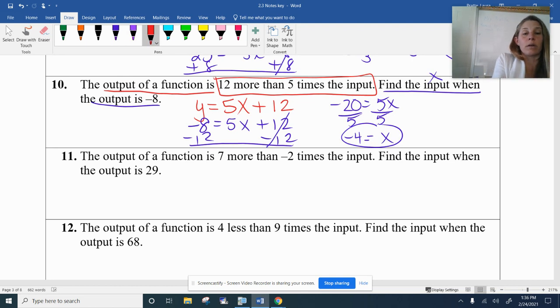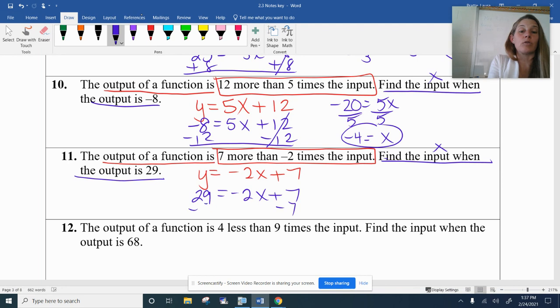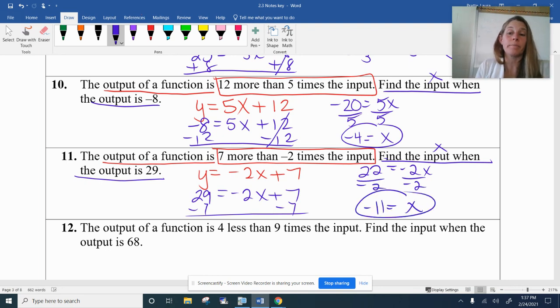Okay, next one. The output of a function is 7 more than negative 2 times the input. Y equals negative 2x plus 7. Find the x when the y is 29. So putting in that 29 for my output, and now I'm going to solve for my x, which is my input. Subtracting 7. 22 equals negative 2x, dividing by that negative 2, x equals negative 11.